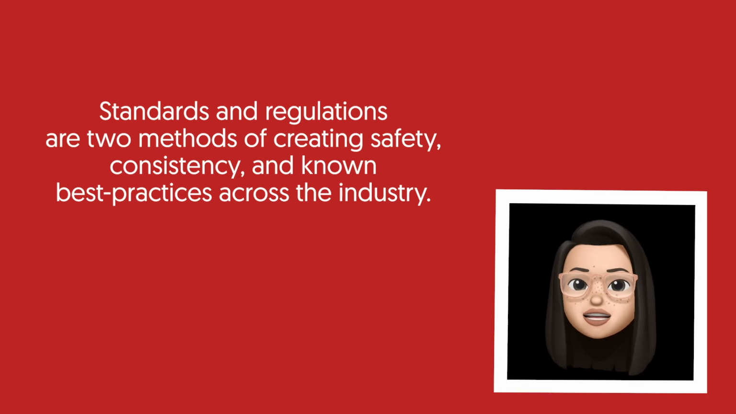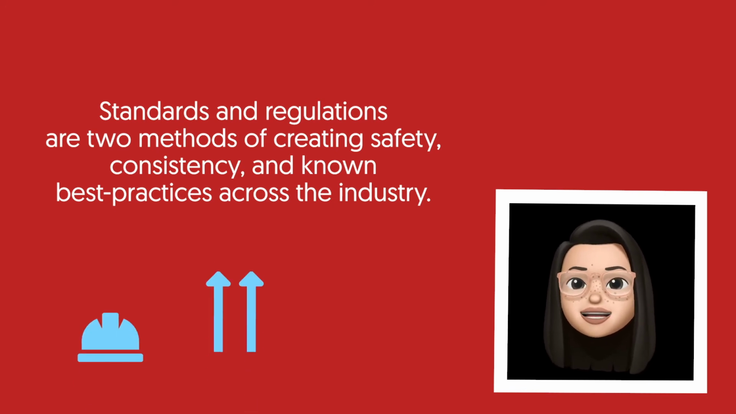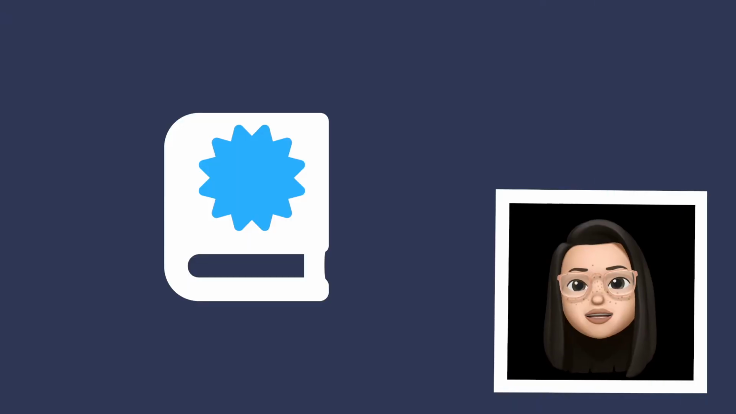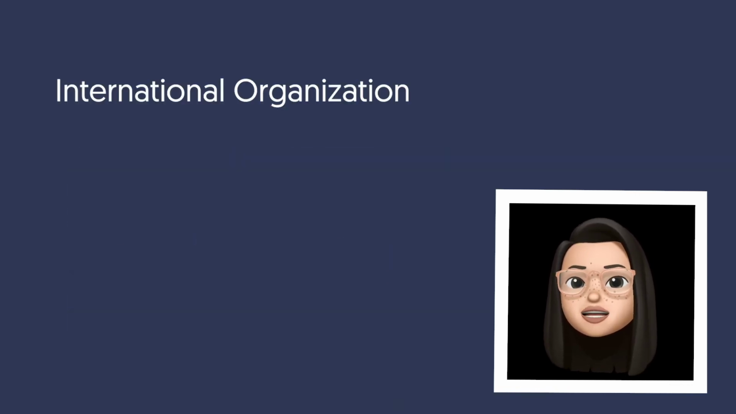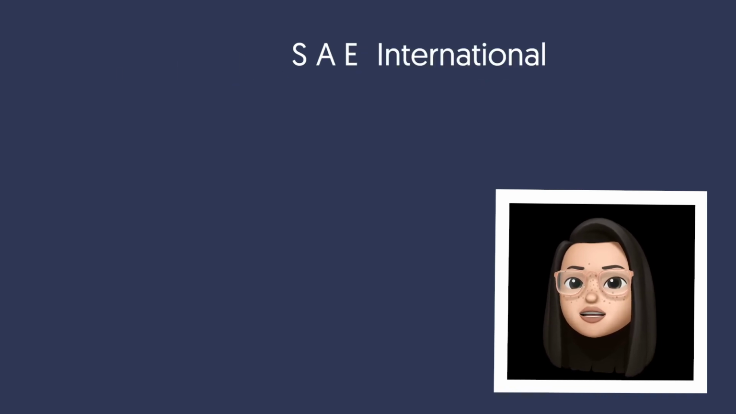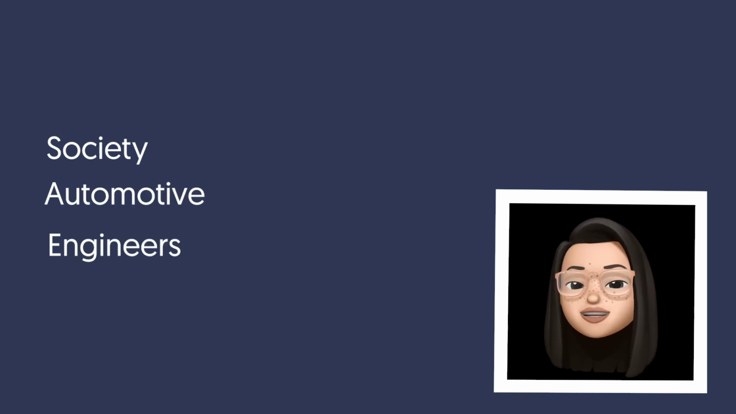Standards and regulations are two methods of creating safety, consistency, and known best practices across the industry. Standards are largely enforced across the maintenance and reliability industries by two organizational bodies, the International Organization for Standardization, or ISO, and SAE International, a standards organization that was previously the Society of Automotive Engineers.